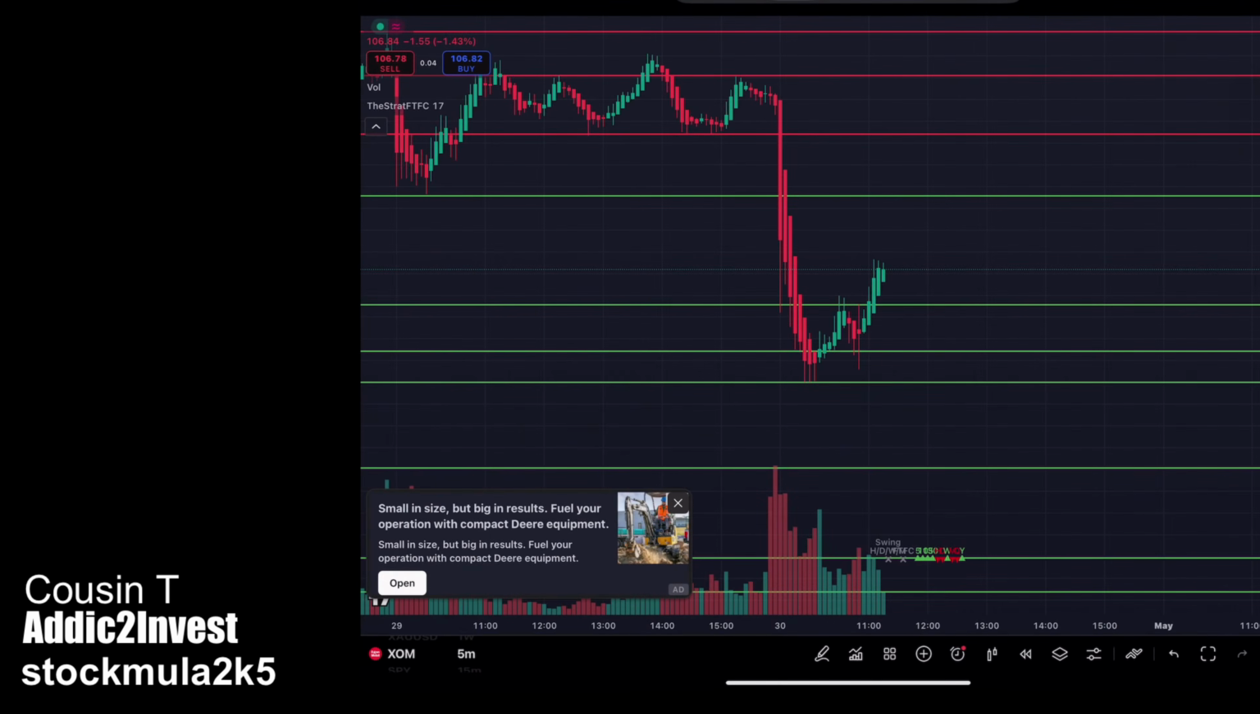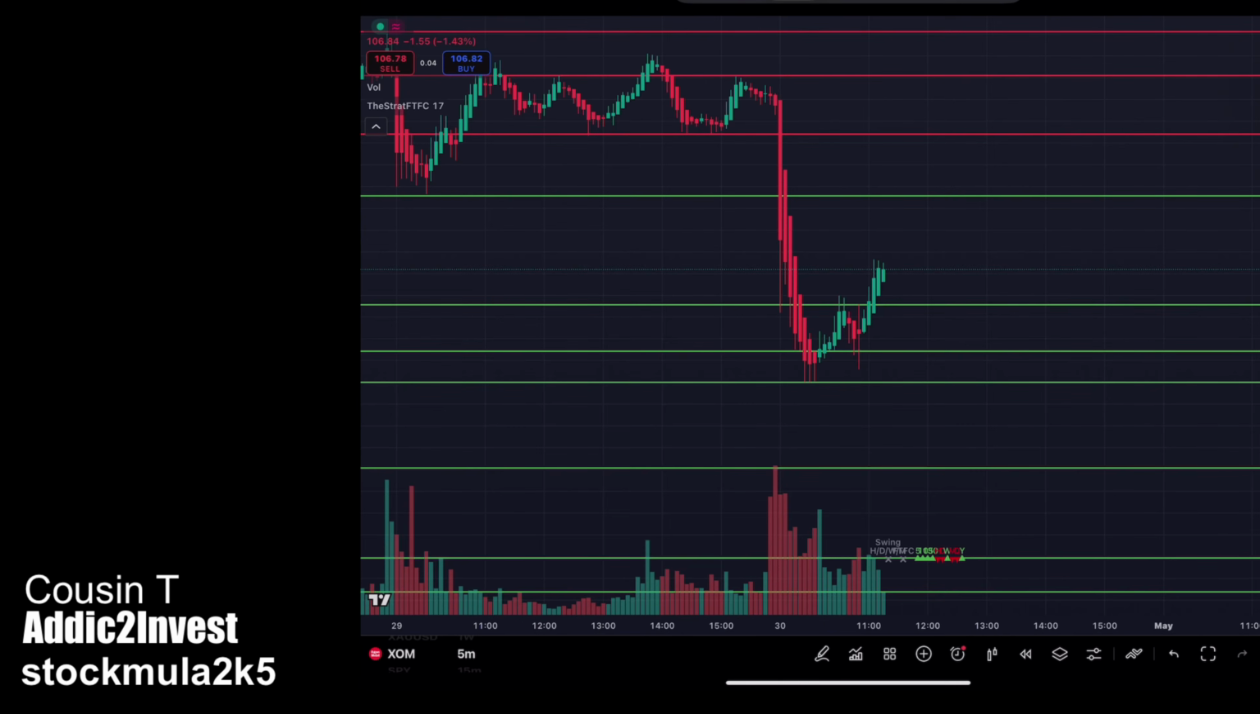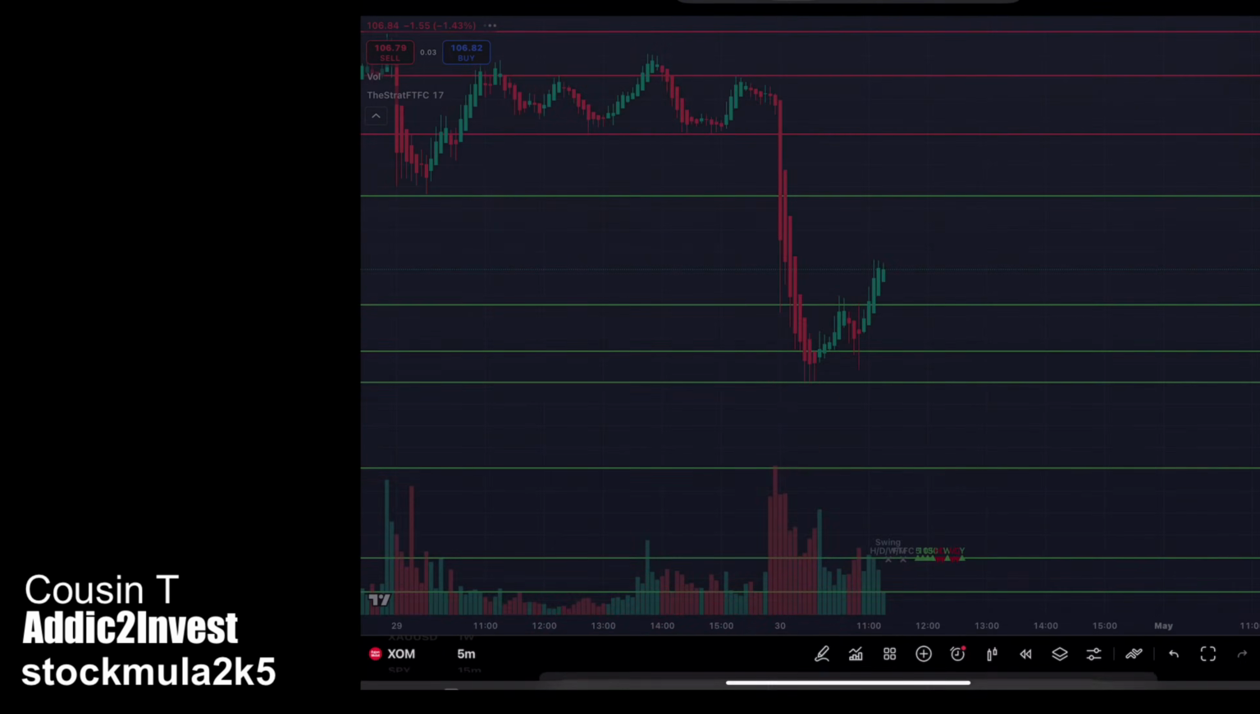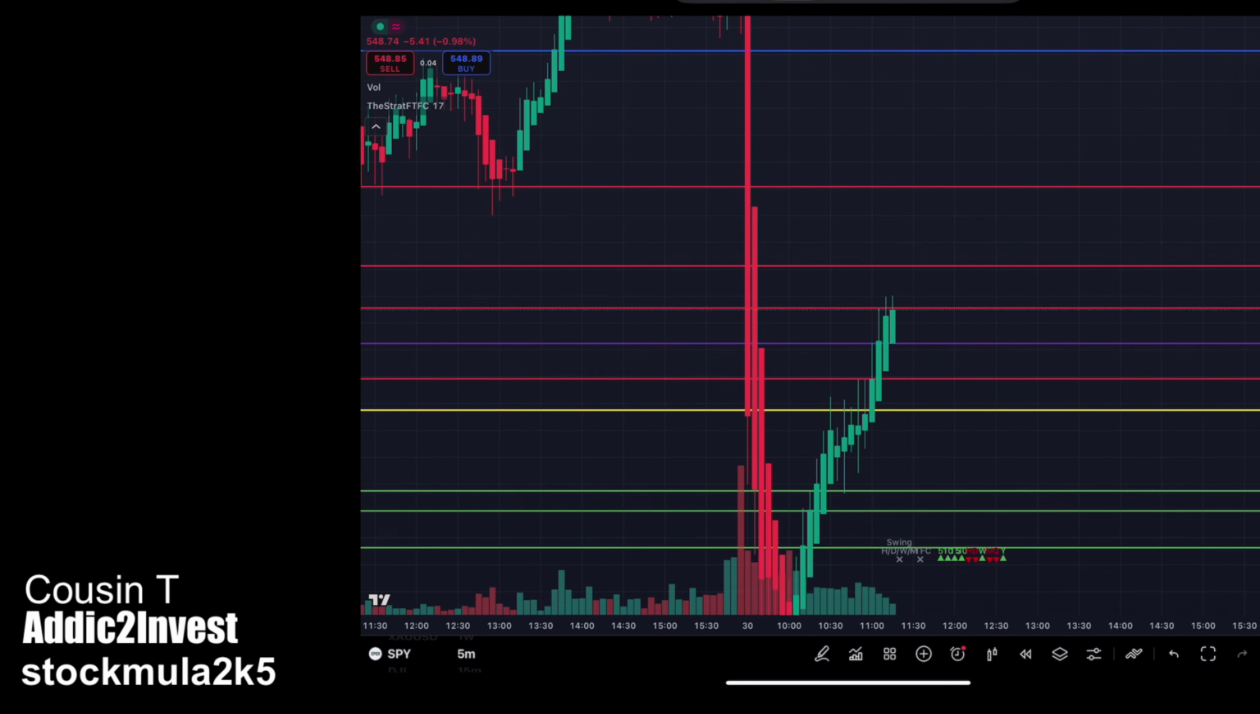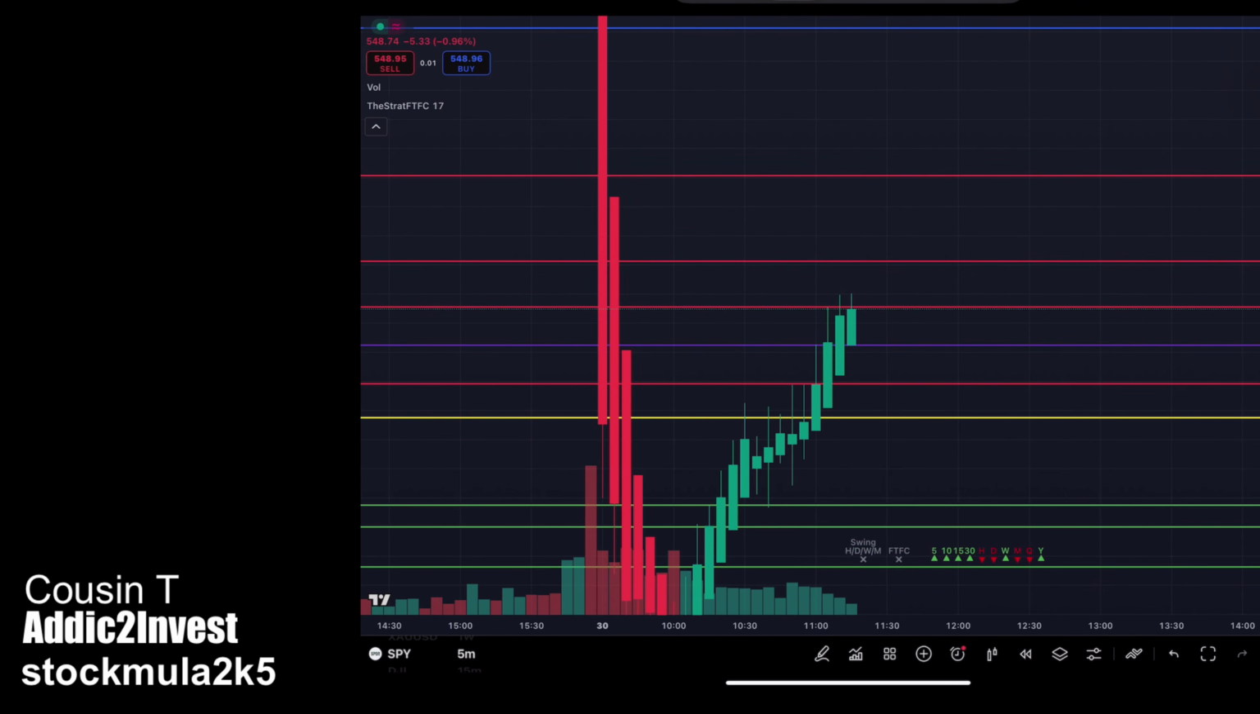And some of them bounced right off that support. SPY. So does SPY want 549?